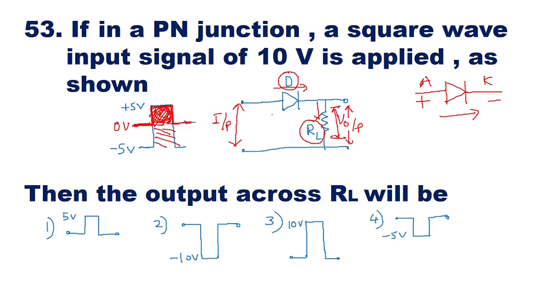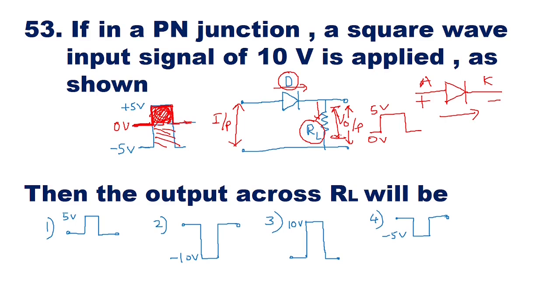That means current will pass through the diode, and when it passes through RL, it will develop a voltage across RL. So the output across RL will be a waveform from 0 volt to 5 volt. Otherwise, if the input is negative, that is 0 and below, down to minus 5 volt, the diode will be in reverse bias. It will not conduct, there will be no current flow, and you will not get any output.